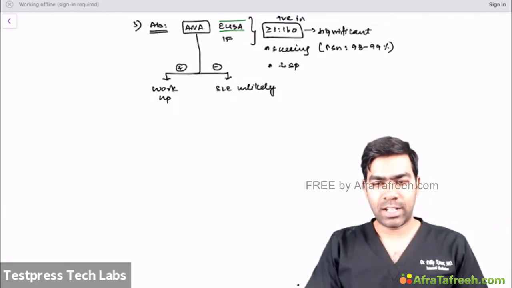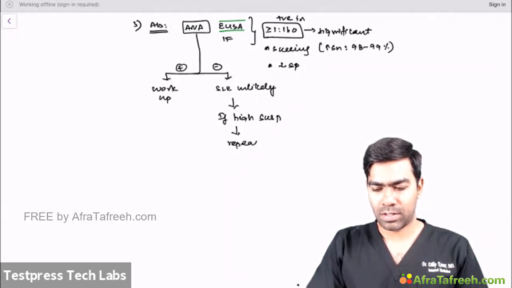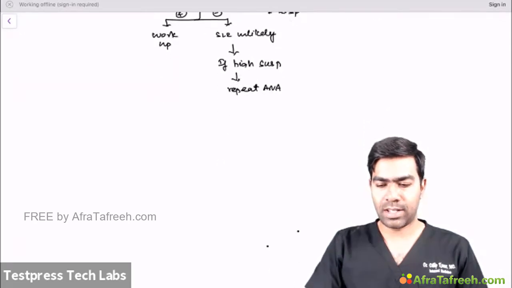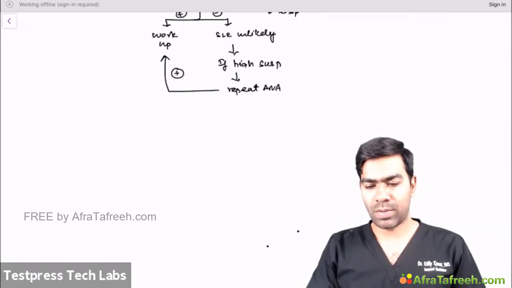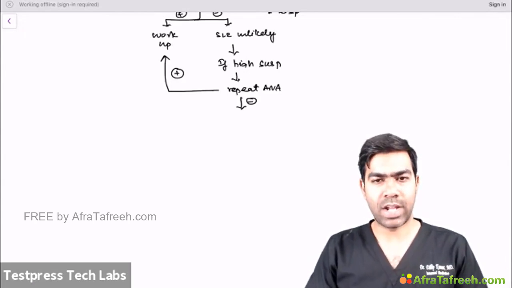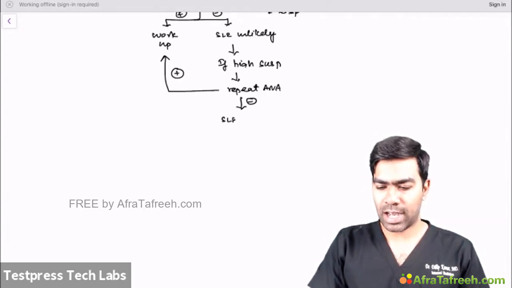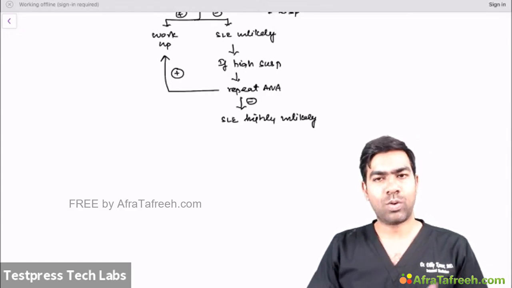But in case of high suspicion, you can repeat the ANA. If the repeat ANA is positive, then again you can start working up, because ANA positivity again does not mean anything. Suppose the patient has a negative ANA, and even the second time you did the ANA, it is also negative, then SLE is highly unlikely here. So nobody will diagnose SLE after two negative ANAs.